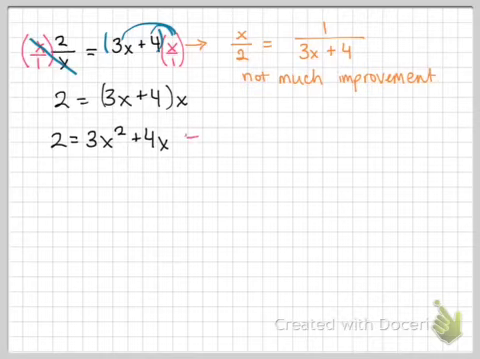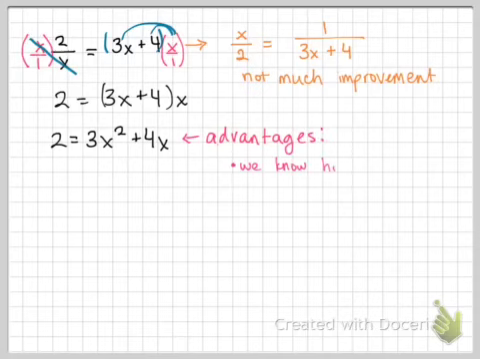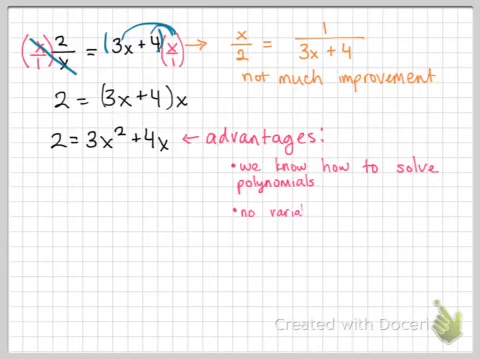Now, this is advantageous because we know how to solve polynomials, and I don't have that x in the denominator of a fraction, if, perchance, I think I'm allergic to fractions. So, when you can't just take the reciprocal of both sides and make things look better, you can always multiply by what's in the denominator, and often this will clean up an equation quite a bit for you.